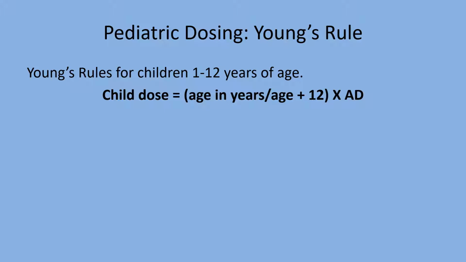All right, the last one is Young's rule. So you're going to take their age in years divided by the age in years plus 12 times the adult dose. So this one is the one that looks kind of funky, a lot different from the other ones. So again, it's going to be for children. If you're given weight, use Clark's. If you're given age, then you're going to use Young's rule. And the way I remember is I'm young in age, right?